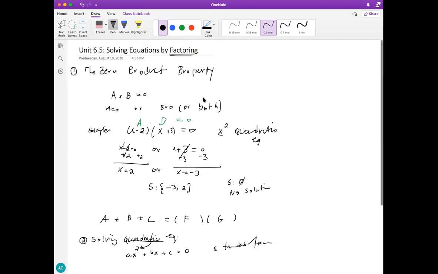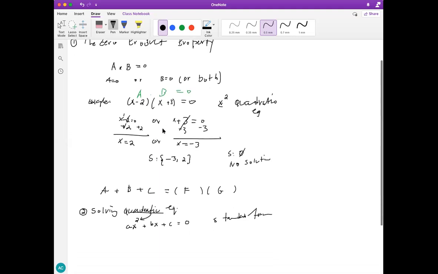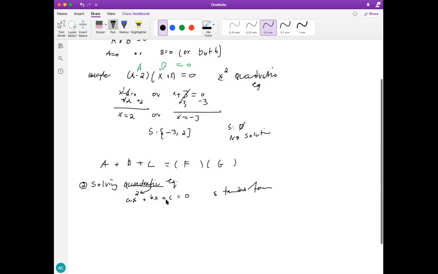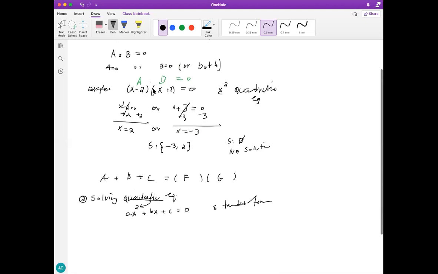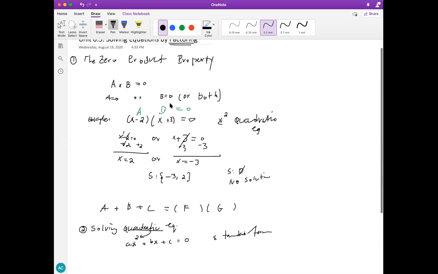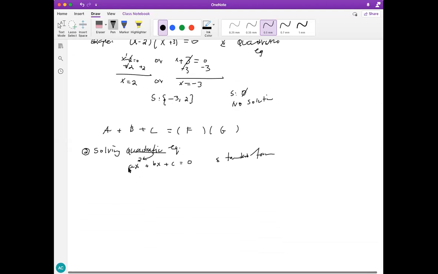So as it implies, we need to factor first. If it's not already factored like this, we have to factor it. For example, this one, if it's in this form, it's standard form, it's not factored, so we're going to have to rewrite it like this before we can use the zero product property. So let's take an example here. Let's say we have x to the second and some other terms here.